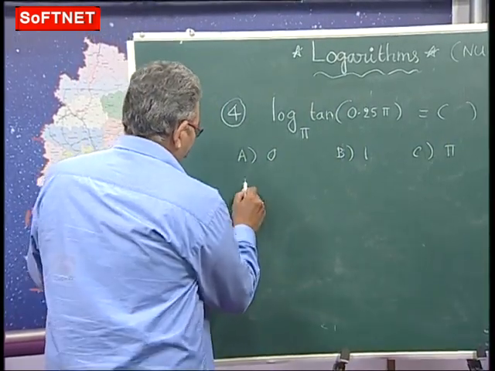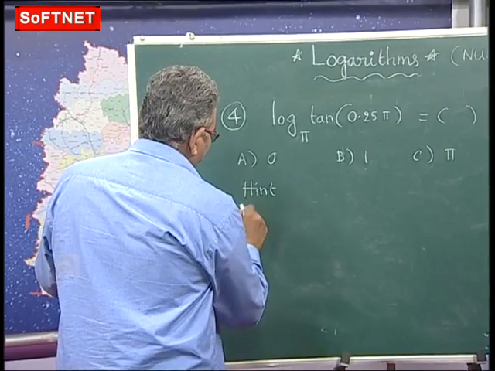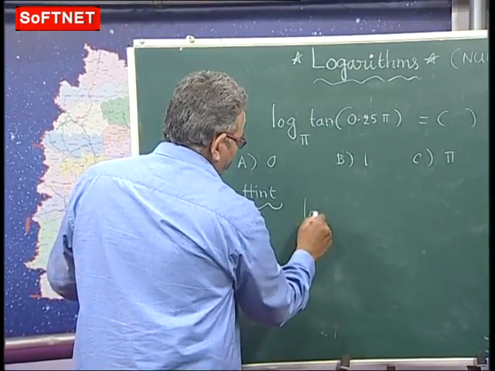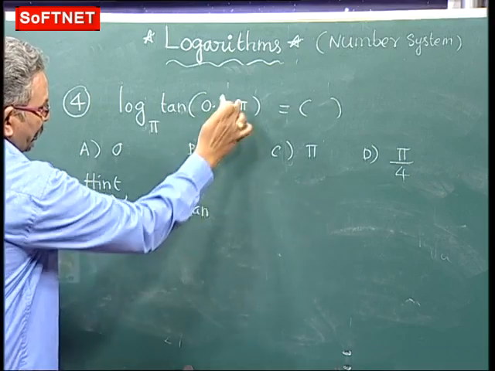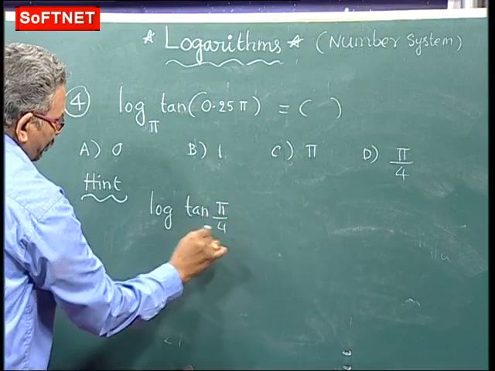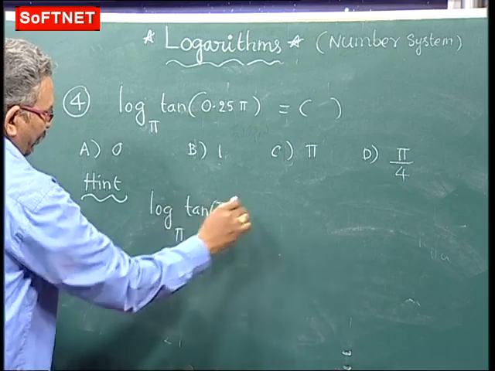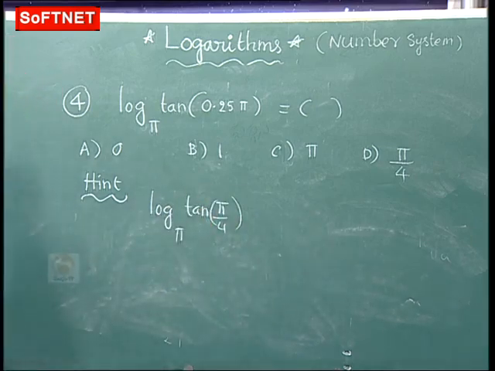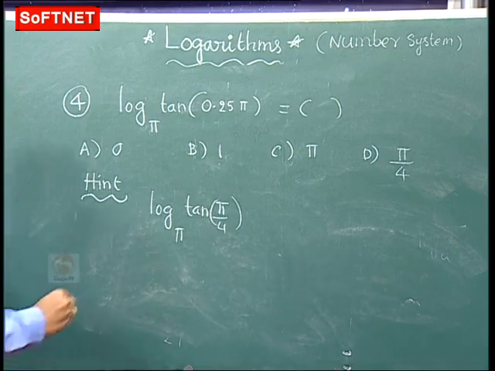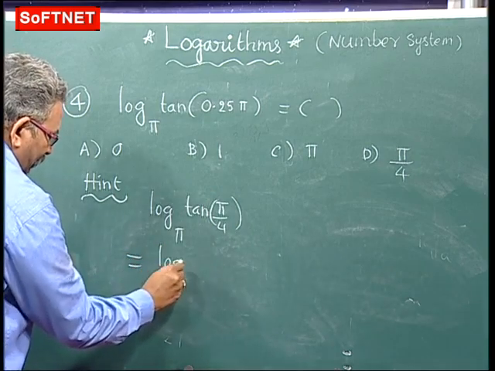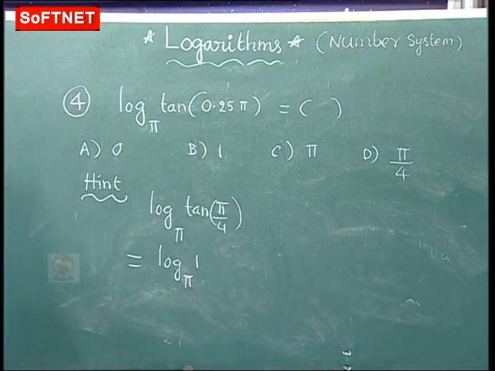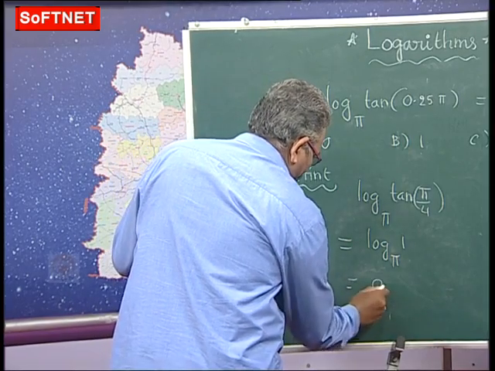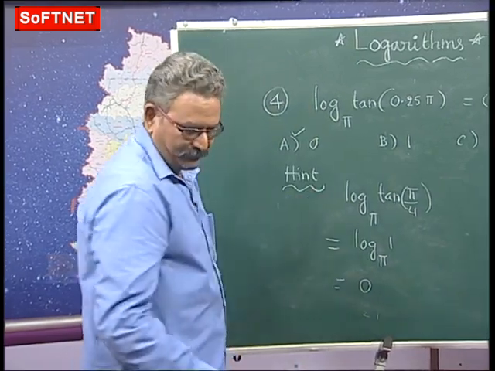So now this can be written as log of tan of pi by 4 to the base 5. Tan 45 degrees from trigonometry is nothing but 1. So this is equal to logarithm of 1 to the base 5. What is the answer? Yes, the answer is 0. So first option.